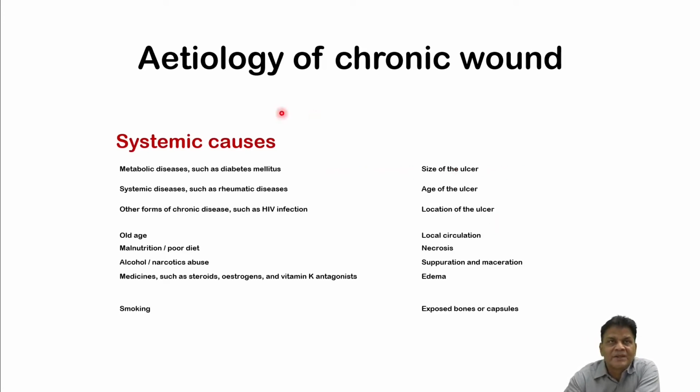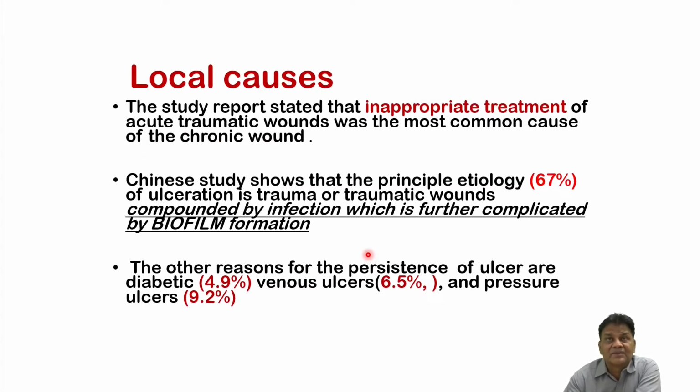There are so many. You can see metabolic diseases such as diabetes mellitus, systemic diseases such as rheumatic disease, other chronic diseases such as HIV infection where the immunity has gone down, old age, malnutrition, poor diet, alcoholism, narcotic abuse, medicines such as steroids, estrogen, vitamin K antagonists, and smoking. So these are many factors which are systemic causes of the chronicity of the disease.